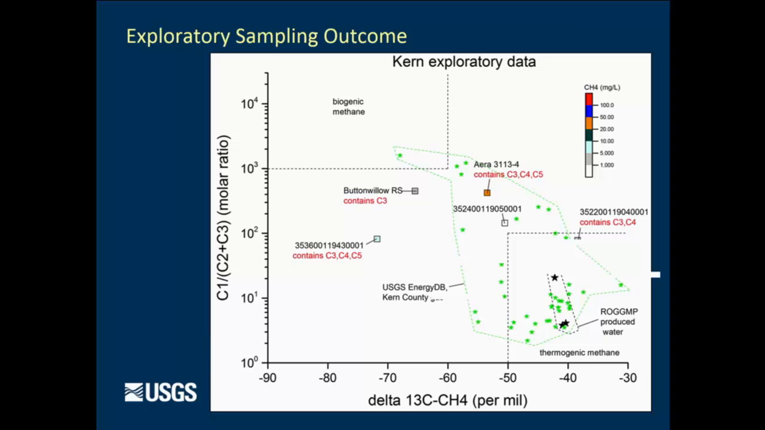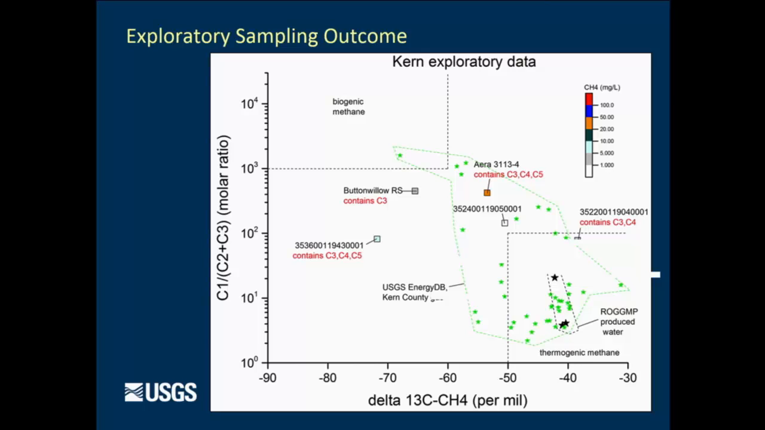You can see the other samples that we took are squares. And you can see that there's evidence of stuff between the boxes that shows mixing. There's mixing going on between surface water, which is typically affected by microbial methane, and oil and gas fluids that are affected by heat. So those samples in between those two boxes represent mixing.